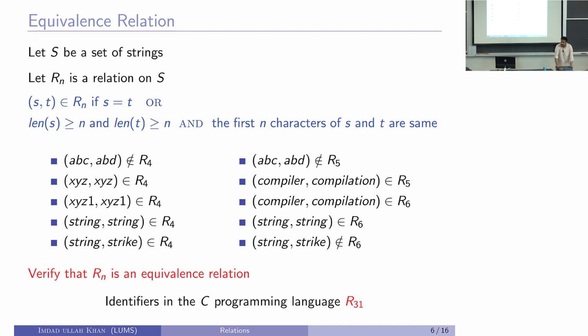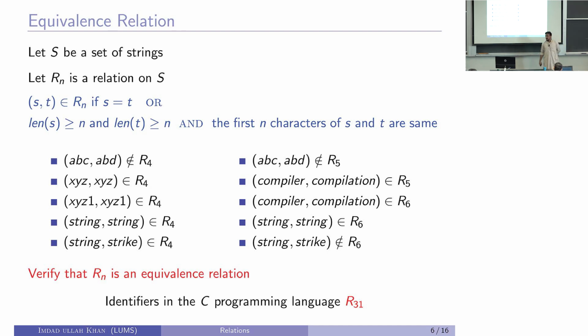ABC, ABD, are they in R5? They are not equal. Let's do the other test. Is their length bigger than 5? No. So then out, right? Is compiler and compilation in R5? Yes. They are not equal, but let's do the second test. The second test says their length should be bigger than 5, and the first 5 characters must match. Their lengths are bigger than 5, and the first 5, COMPI and COMPI, are both the same, right?